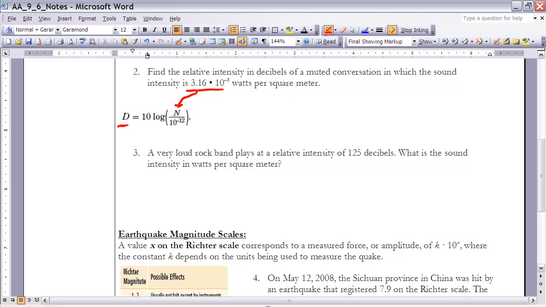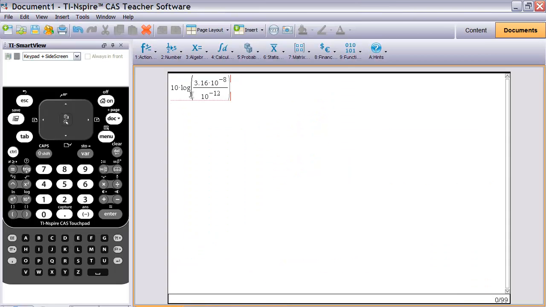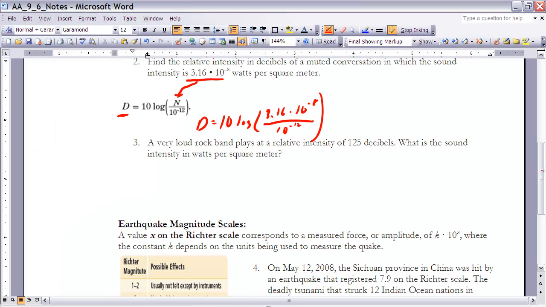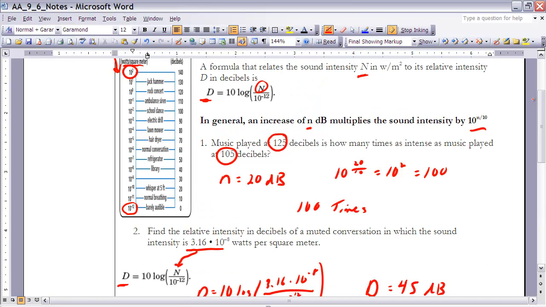So I'm going to plug this into my calculator with, instead of N, 3.16 times 10 to the negative 8th power. If I do that and enter it in my calculator, we get a value of roughly 45 decibels. So over here I'm going to put my D value is equal to 45 decibels.